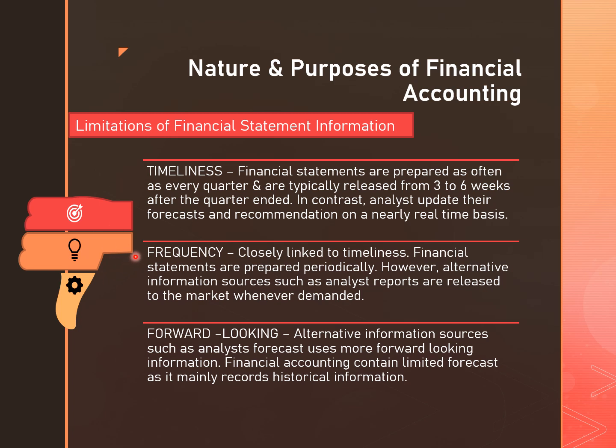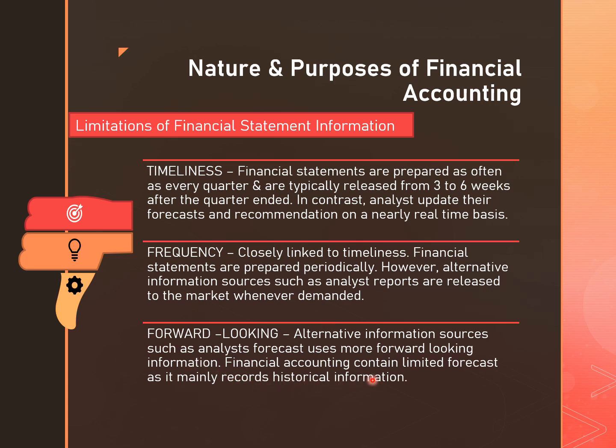Next is frequency. It is closely linked to timeliness. Financial statements are prepared periodically, like every year, or every 6 months, or every 3 months. However, the alternative information sources such as analyst reports are released to the market whenever demanded. Our accounts are usually prepared on a yearly basis, but analyst reports come out any time the needs arise. Whenever anyone demands information, analyst reports can always be produced.